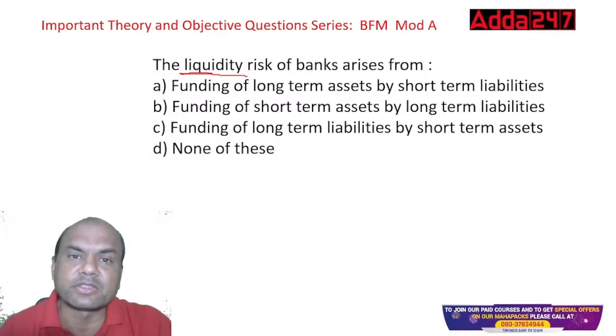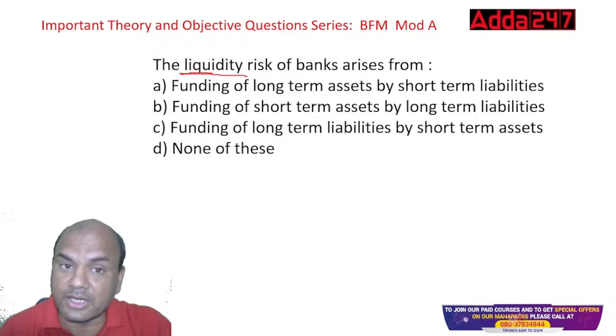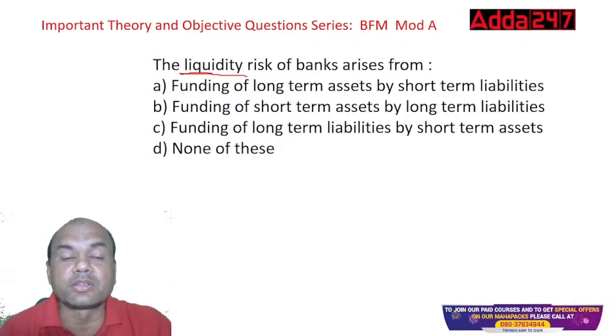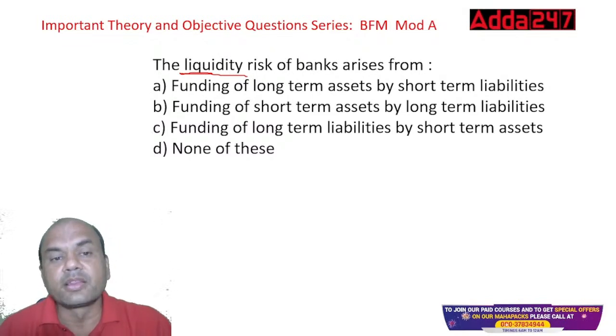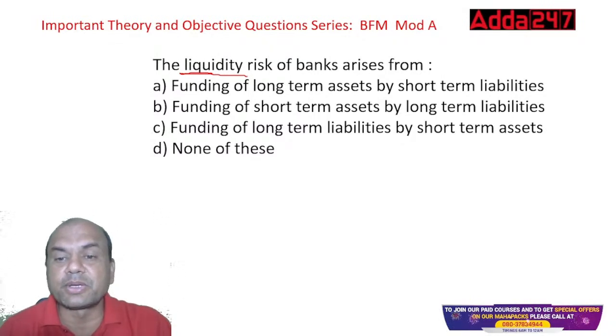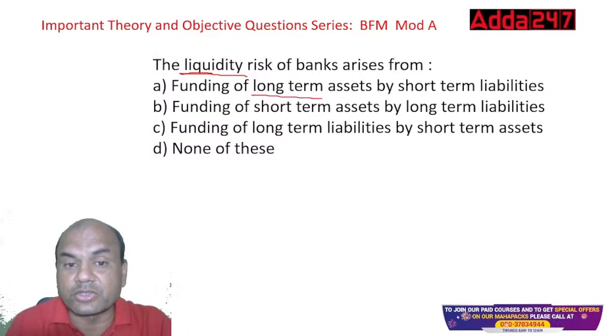Same thing about the banks also. The bank has to pay some bondholder, and at that time the bank doesn't have the money. That is liquidity risk. If some depositor comes for withdrawal and the bank doesn't have money, that is a liquidity risk. So this liquidity risk of the bank arises from, number one, funding of long-term assets by short-term liabilities.